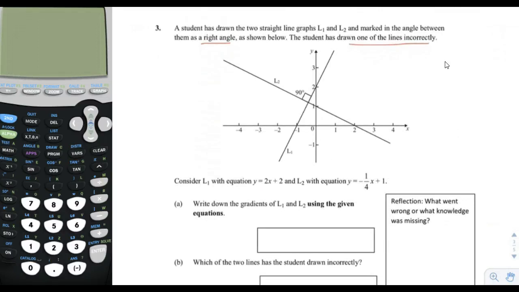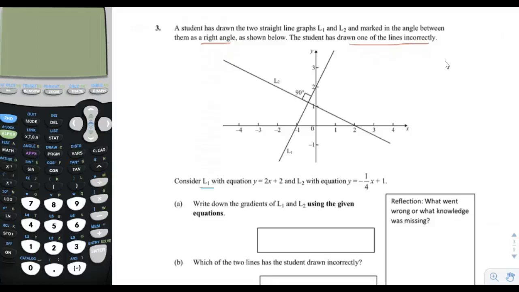A student has drawn two straight line graphs, L1 and L2, and marked in the angle between them as a right angle as shown below. The student has drawn one of the lines incorrectly. Okay, and we don't know which one is incorrect yet. We're going to find that out later. They're going to guide us through the problem, so don't worry.